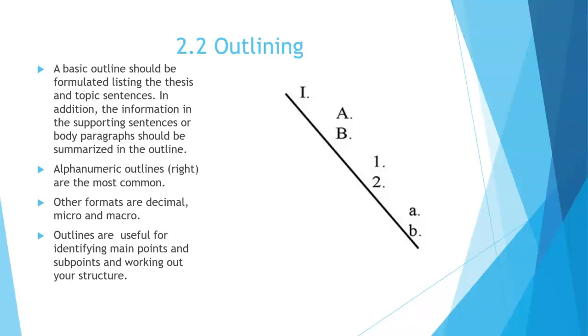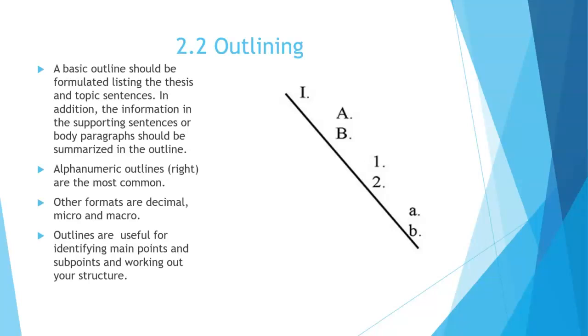So a paragraph is kind of like a mini essay in a way. It has a topic sentence, which is like a thesis statement. It has supporting sentences, which are like body paragraphs. And then it has a concluding sentence or a transition, which is like your concluding paragraph in an essay. So what an outline does is it helps you to visualize all of that.